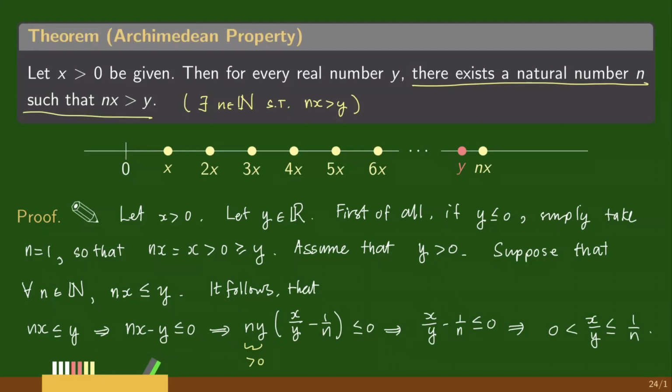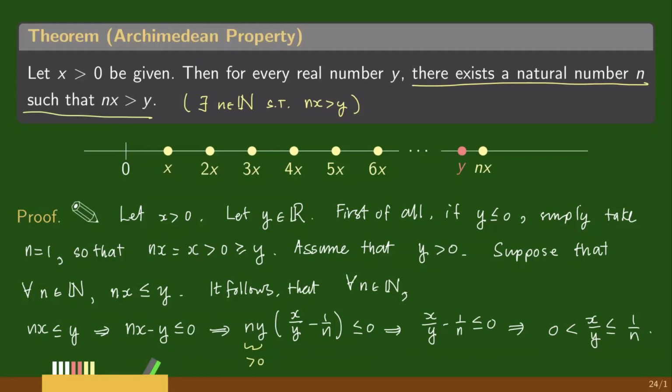Kasi x and y are both positive. Kaya itong fraction na to ay positive, greater than 0, and less than or equal to 1 over n. And that will happen for all n. Diba? On the right. Ano ngayon yung mali dyan?